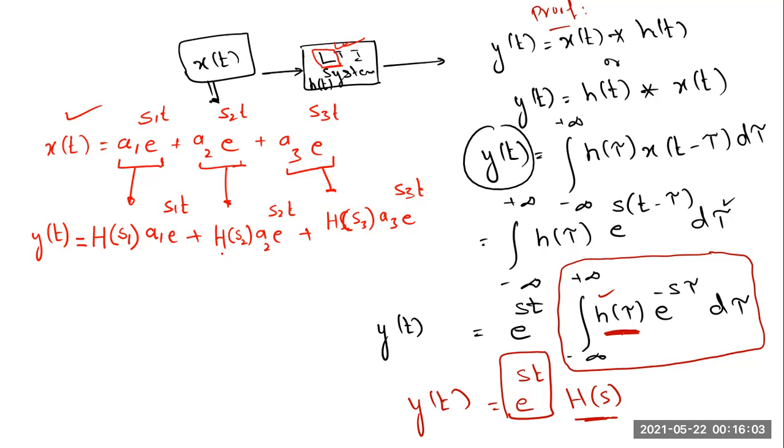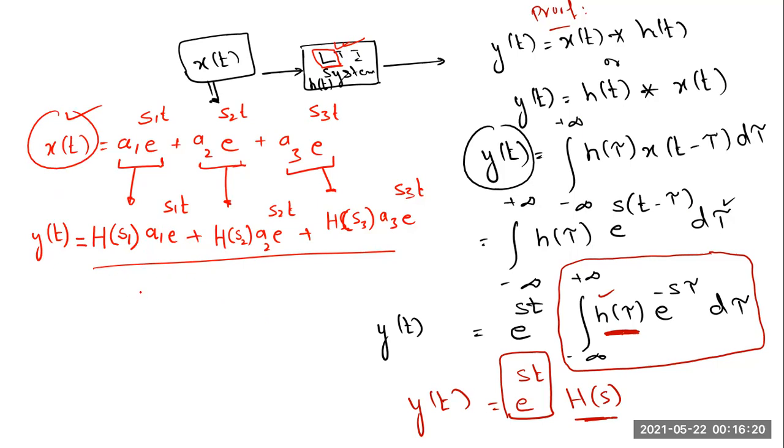So you can see the advantage of representing the signal as a linear combination of complex exponentials. If we can represent our signal as a linear combination of complex exponentials, then our output is also conveniently represented as a linear combination of corresponding responses.